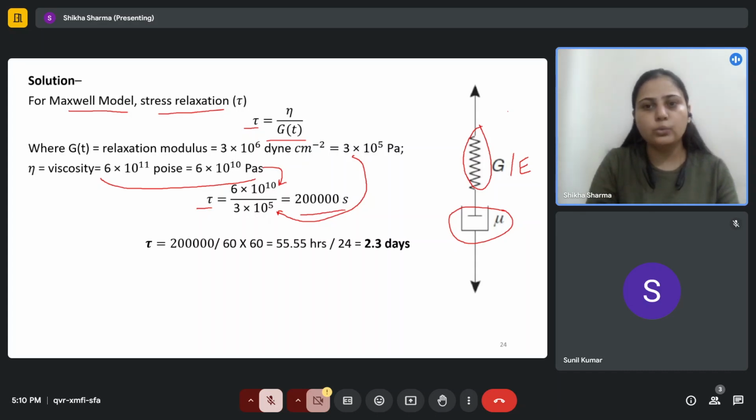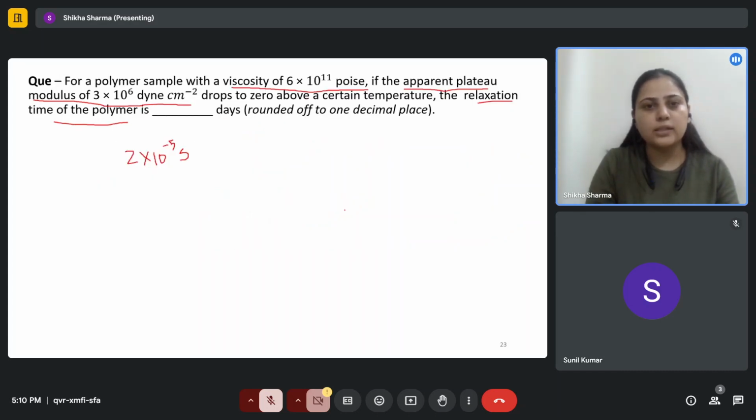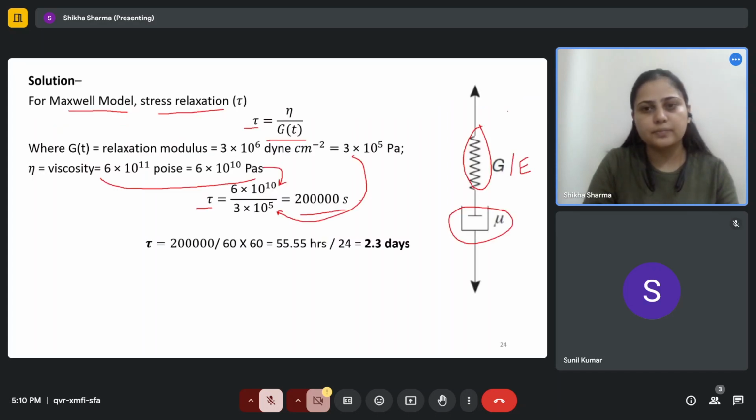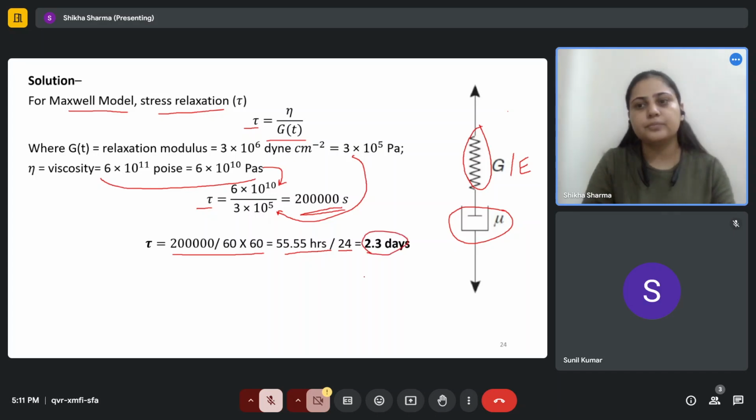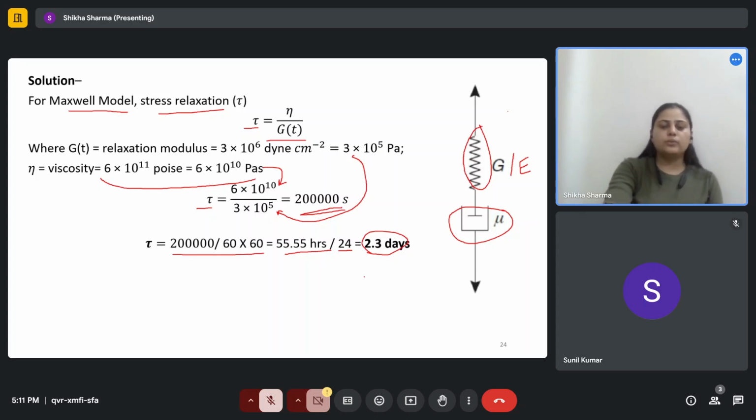You said it correctly, 2 into 10 to the power, but you said minus 5; it's plus 5 seconds. So 2 into 10 to the power plus 5 seconds is the answer, and we can divide it by 60 into 60 to get 55.55 hours, which we further divide by 24 to get 2.3 days. So this is our answer. Please check whether it is 2 into 10 to the power minus 5 seconds or plus 5 seconds, because I think it's plus 5 seconds.